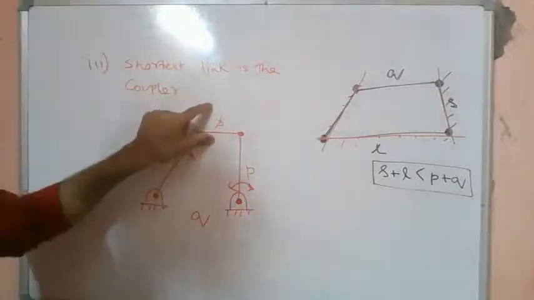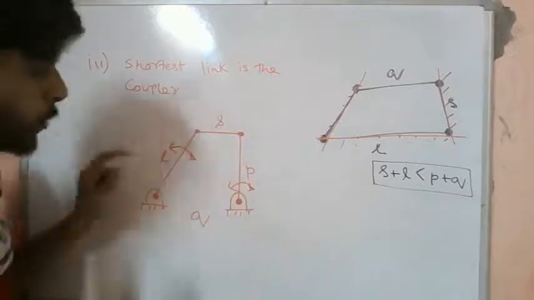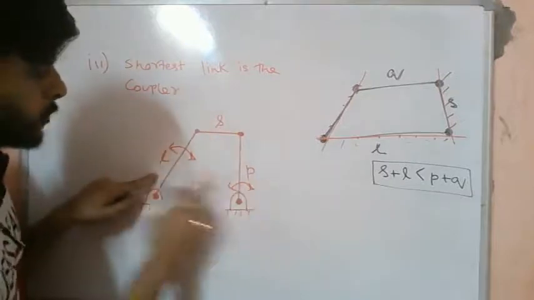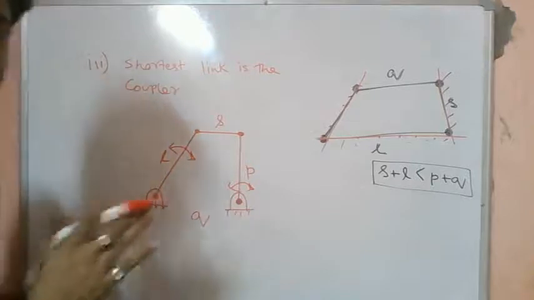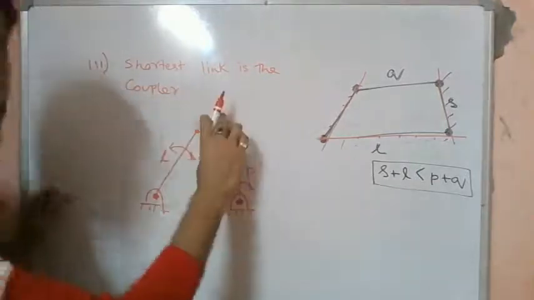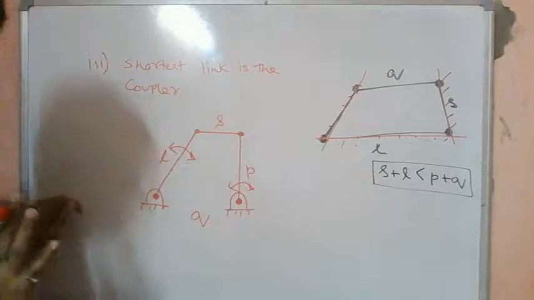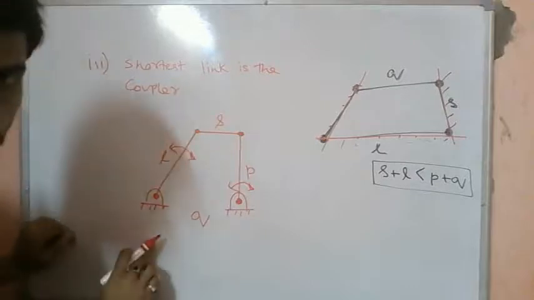So here this shortest link will perform a complete rotation, whereas the input and output links, these two, will oscillate or rock, and the shortest link can perform a complete rotation. So that's why this is called a double rocker mechanism.